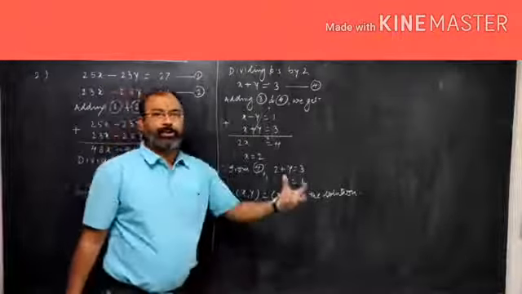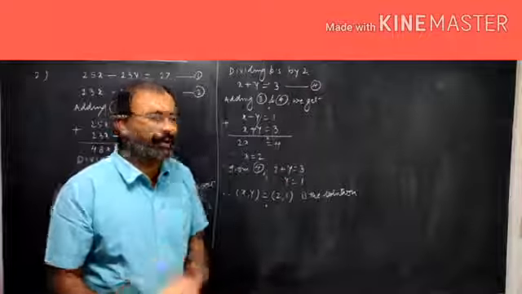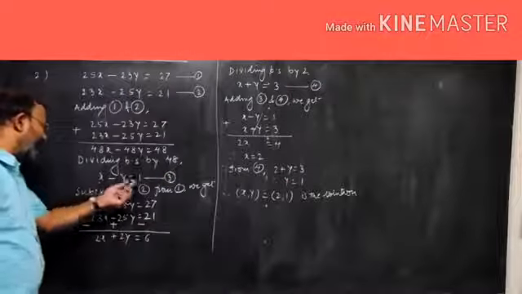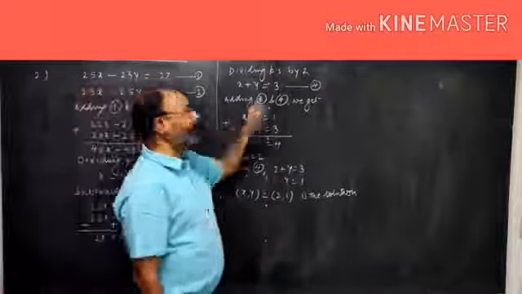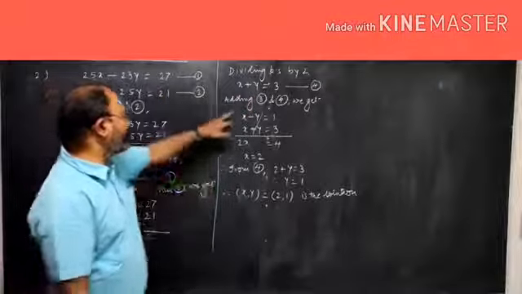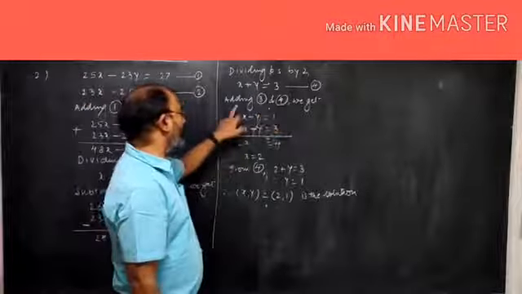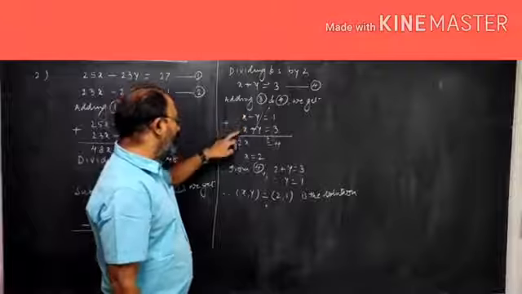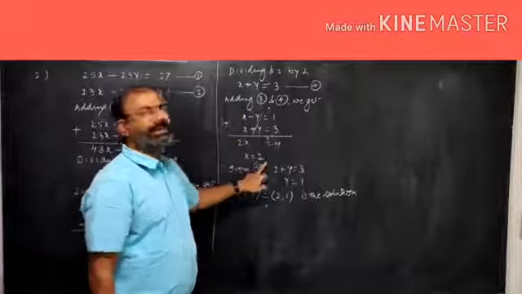So from the original two equations, I have obtained two new equations. One is x minus y is equal to 1. Second is x plus y equal to 3. Now I am adding these two new equations. Equation number 3 and 4 we are adding. If you add, you get 2x is equal to 4. So you get x is equal to 2.